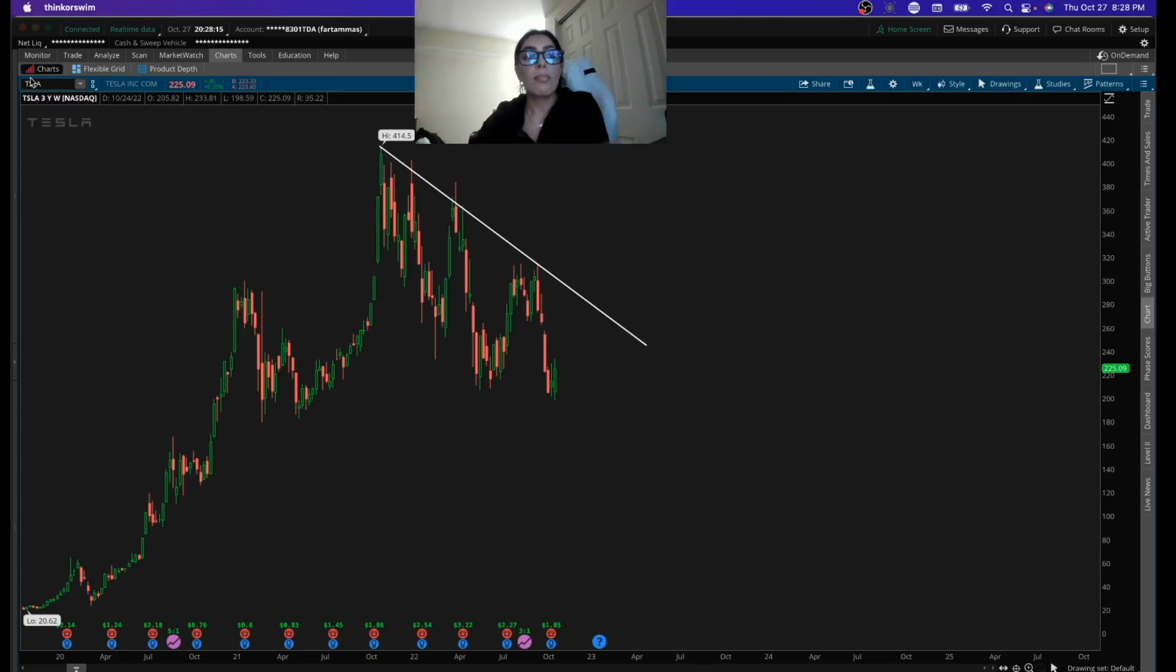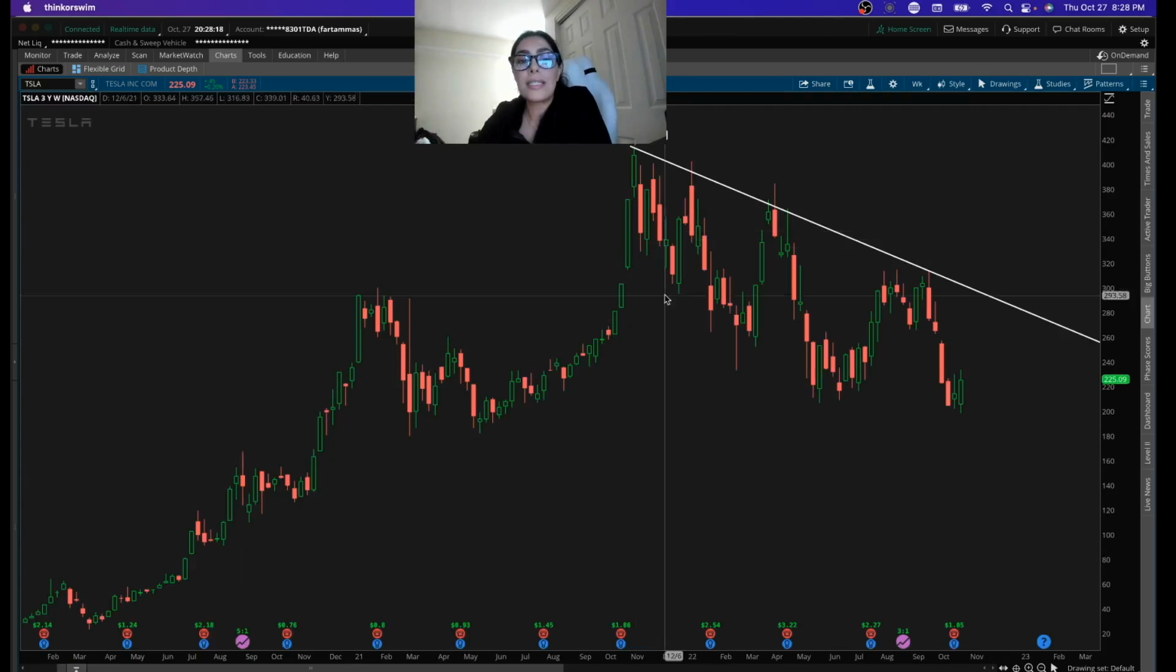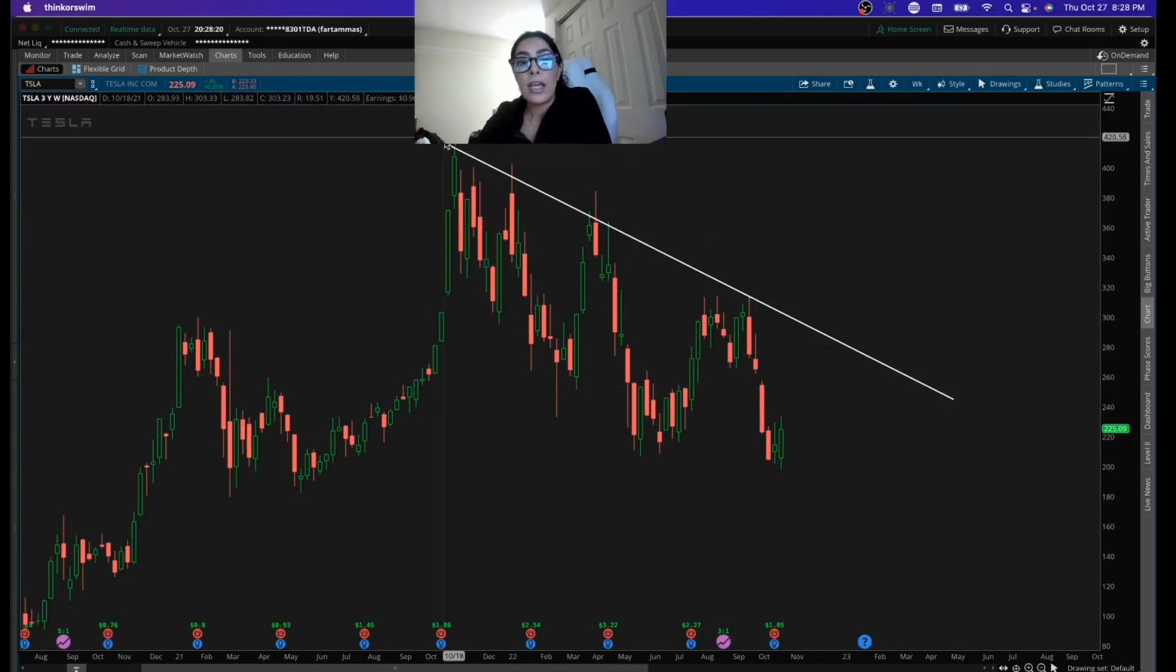So this is Tesla's weekly time frame here. We can see that it is currently in a downtrend. So it has created a swing high, touched once, twice, 3 times. Right here would have been a good entry. This is the rejection candle. This is the candle for entry into your next level of support on Tesla.